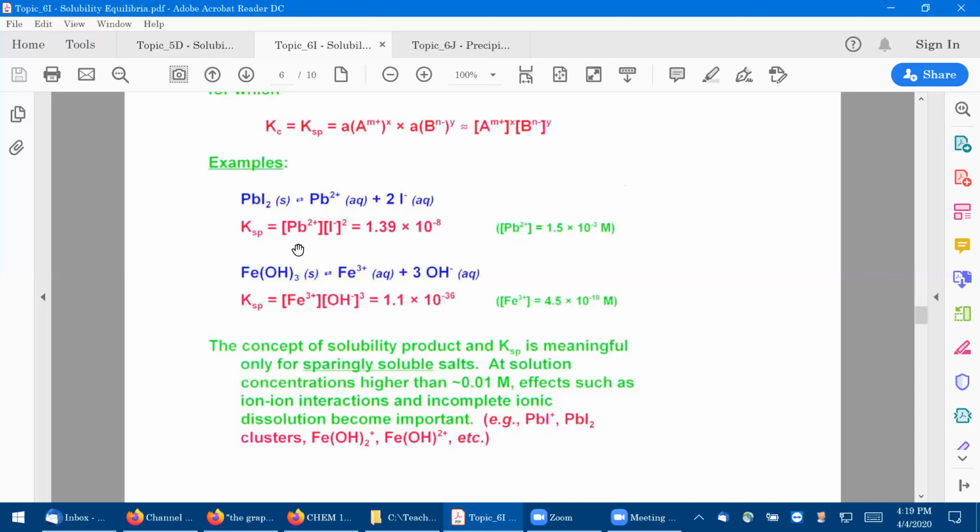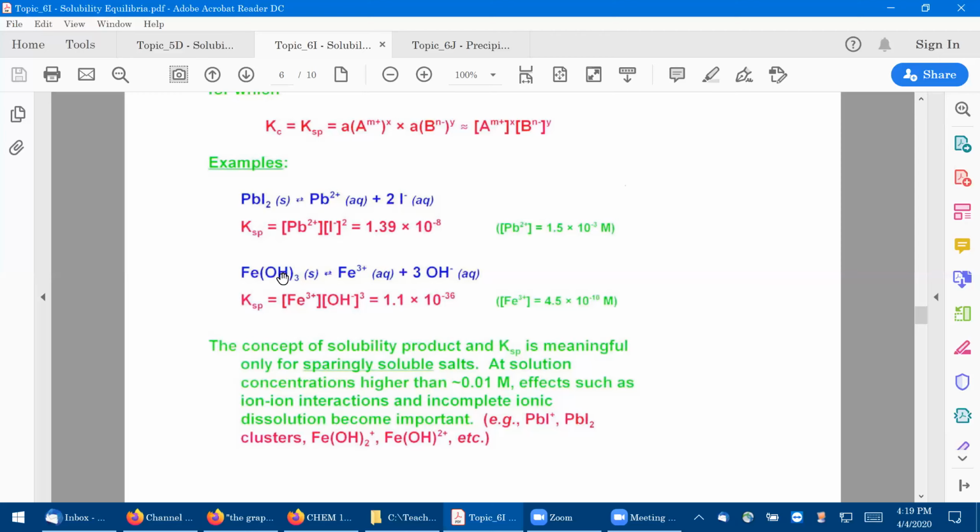So the product of the two is X times (2X) squared, or 4X cubed, which means that I can determine the lead concentration by taking this Ksp value, dividing it by 4, and then taking the cube root. And that leads to 1.5 times 10 to the minus 3 molar, 0.0015 molar. Not terribly small, but definitely a sparingly soluble salt.